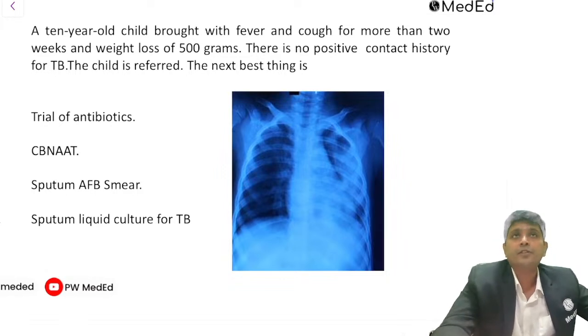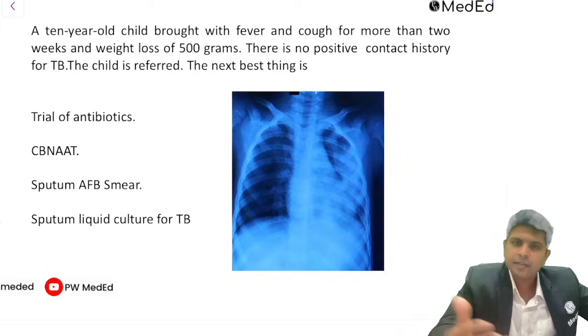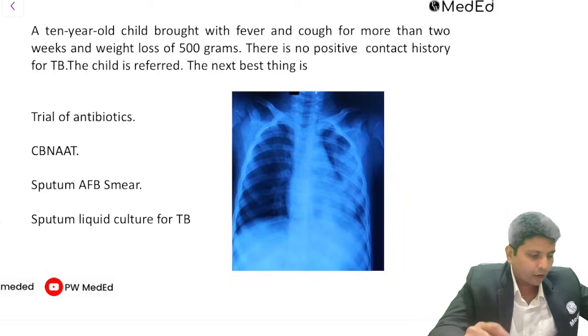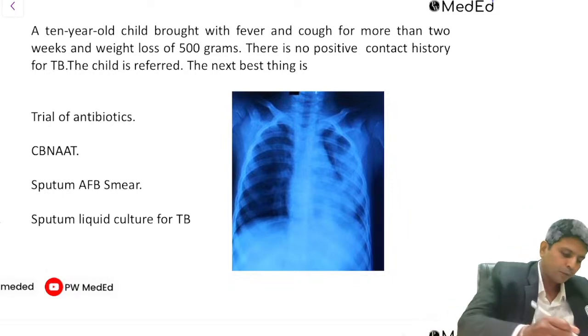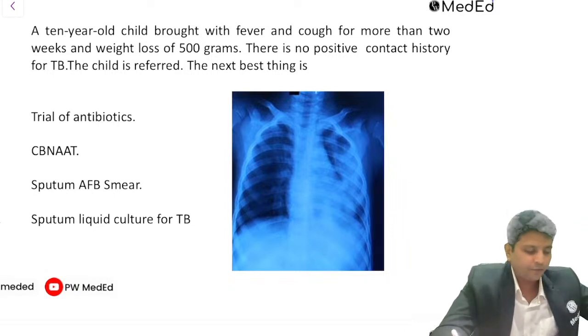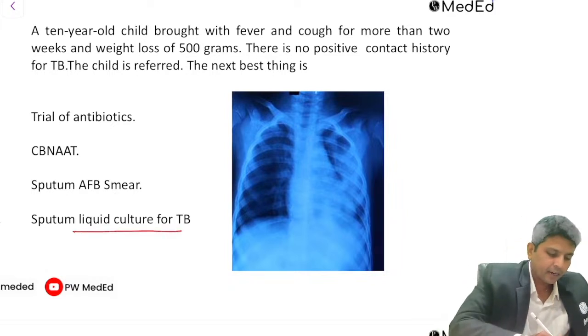So let me read. The first question itself took more than 20 minutes, but let it be. What is the second question? A 10-year-old child brought with fever and cough for more than 2 weeks and weight loss of more than 500 grams. There is no positive contact history for TB. The child is referred. The X-ray is shown here. The next best thing is: 1. Trial of antibiotics. 2. CBNAAT in the sputum. 3. Sputum for AFB smear. And 4. Sputum liquid culture for TB.